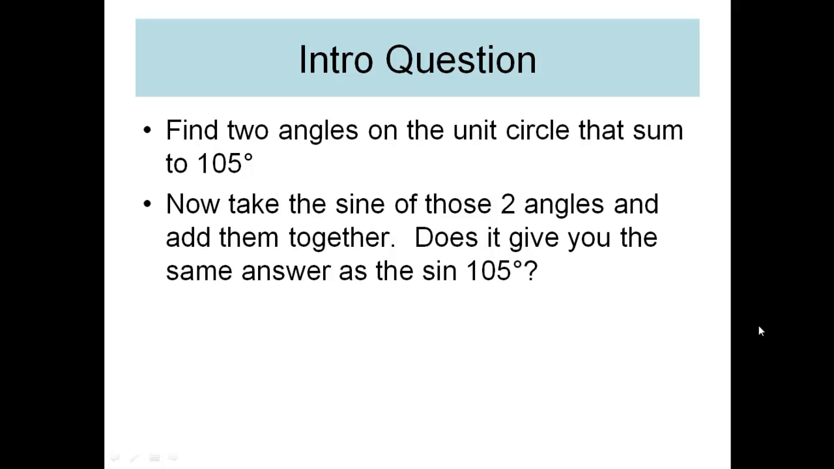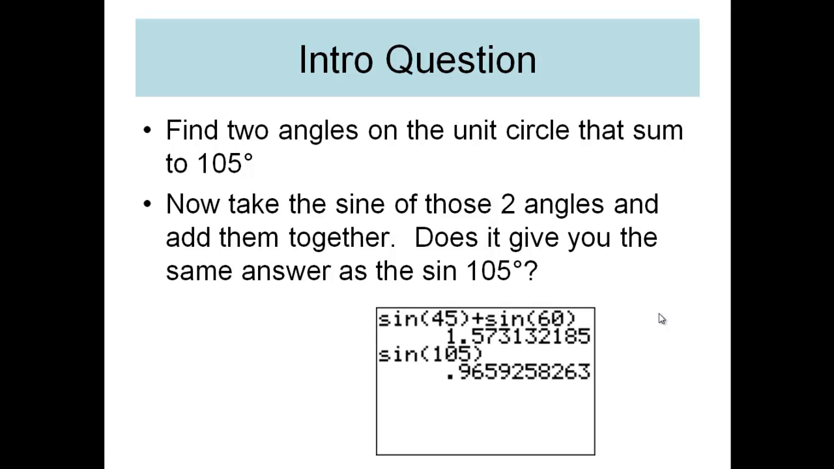Now, if I was to take the sine of those two angles and add them together, do you think it would give you the same answer as what the sine of 105 is? Well, let's check. Let's put our calculator into degree mode and see. If I calculate the sine of 45 plus the sine of 60, I get a value of approximately 1.57. But when I take the sine of 105 degrees, which is 45 plus 60, I get a different value of approximately 0.97. So clearly I can't just add the values that I have on the unit circle to find the exact values for an angle that's not on the unit circle.